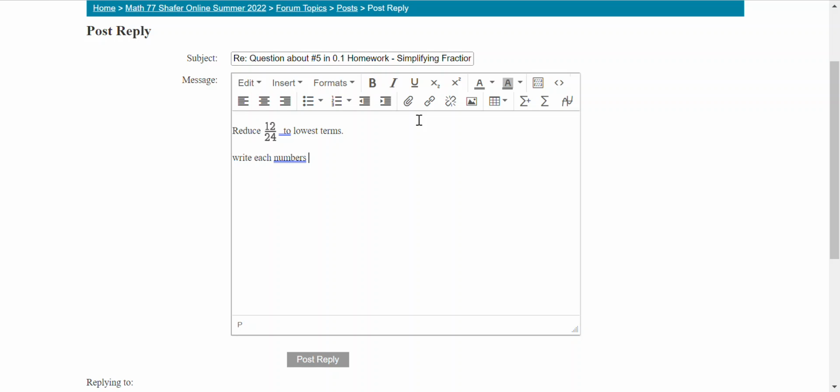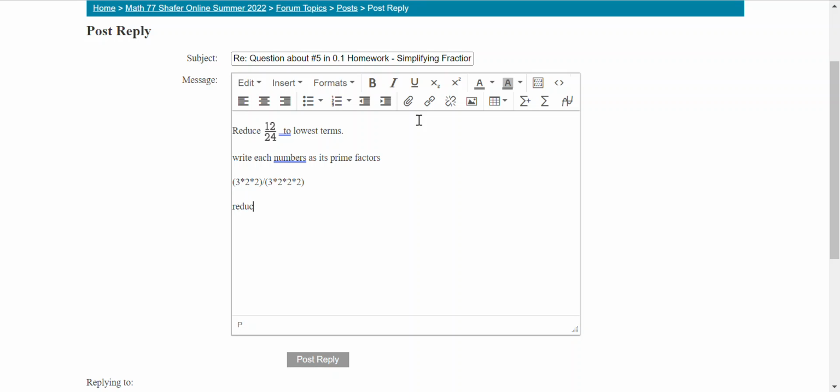number as its prime factors. So for the top, I would have that 12 is the same as 3 times 4, and 4 is the same as 2 times 2. And so that would be the numerator. And the bottom is the same as 8 times 3. So that would be 3 times 8, which is 2 times 2 times 2.